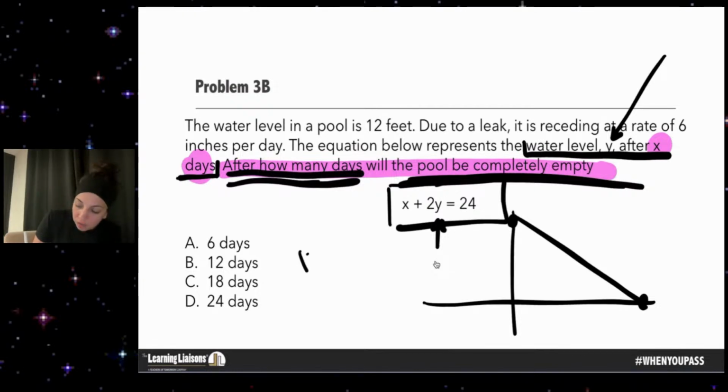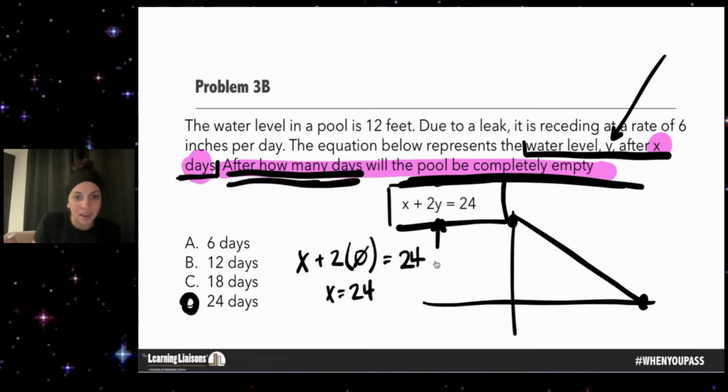So I'm looking for X plus 2 times 0 equals 24. 2 times 0 is 0. X equals 24. I'm done. That's it. That is super simple, isn't it?